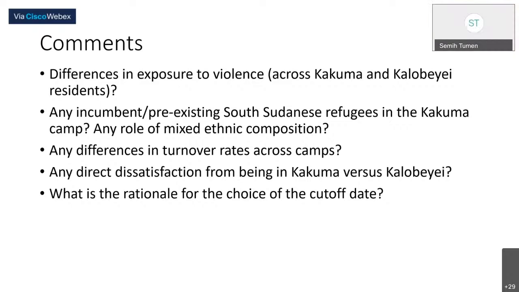And also, finally, what is the rationale for the choice of the cutoff date? Is it a response to something, some event by UNHCR, or is it totally random? Okay, thank you very much. This is the end of my comments.